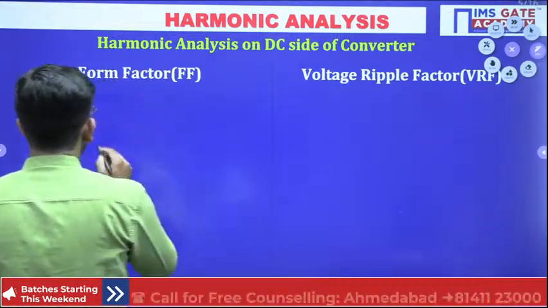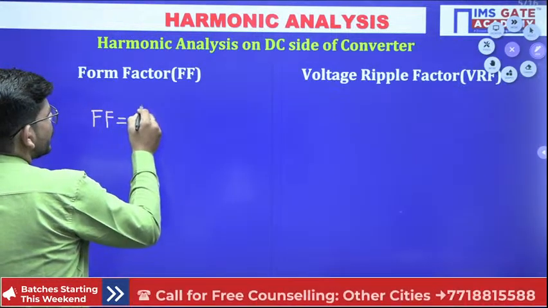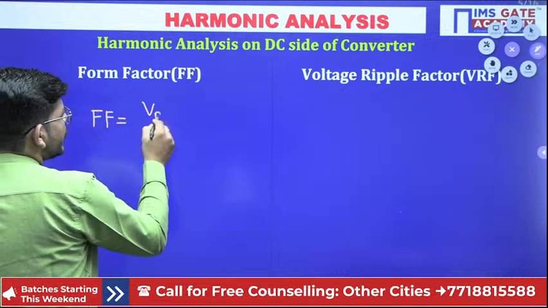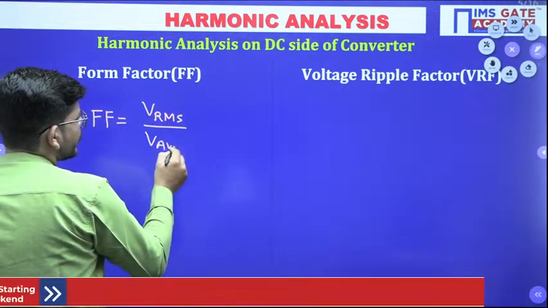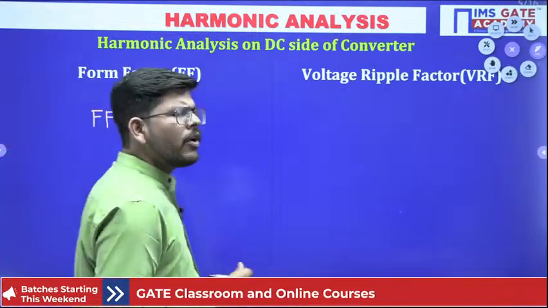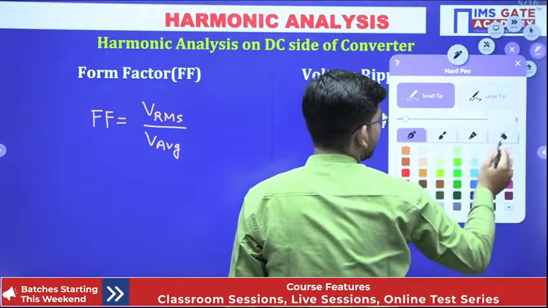So what is this form factor? Form factor is defined as the ratio of the RMS value of the voltage to the average value of the voltage. Now, for a perfect DC, and this voltage ripple factor, let me define this voltage ripple factor as well.